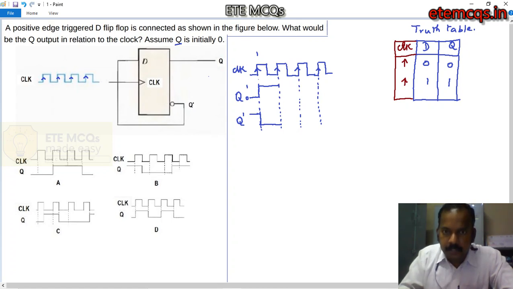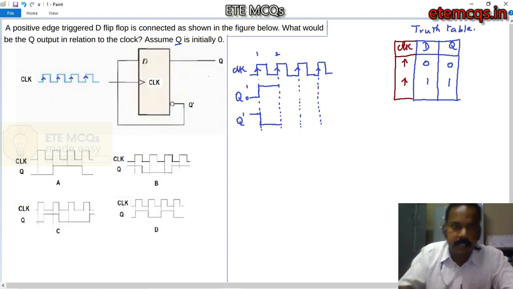At the second passage of the clock pulse, you can notice that Q is 1 and Q dash is 0. Now this Q dash is given as input to D. So at this time instant, the D input is 0. When 0 is given as input to D, the output also becomes 0. So here the output drops down to 0, and it remains 0 until the next clock signal.